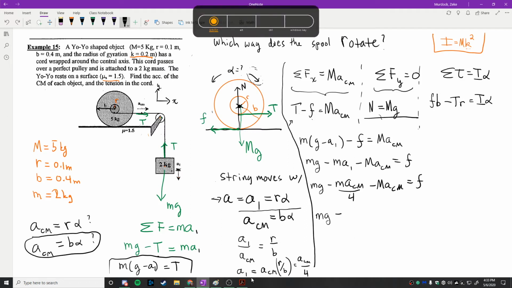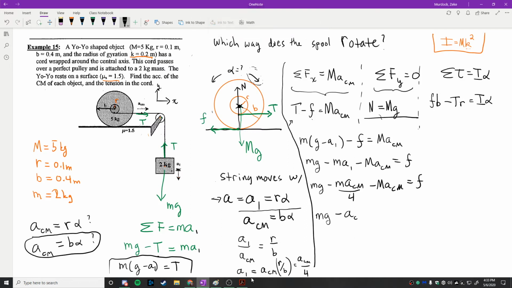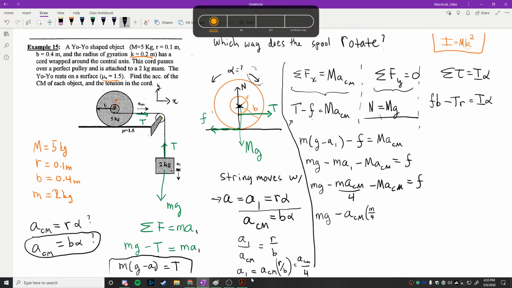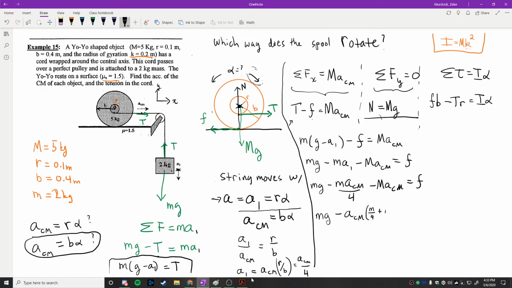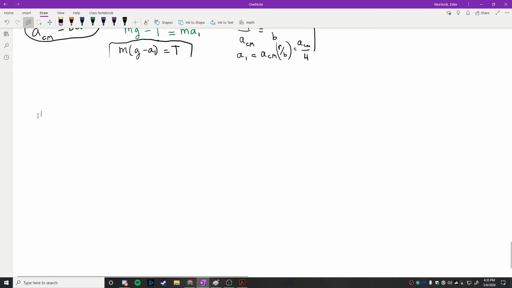Oh no, one is little m and one's big M. So it's really just ACM multiplied by m over 4 plus big M. This algebra is going to get really messy now. So we've got that equation. We're going to make some space here, and we're going to re-solve these.